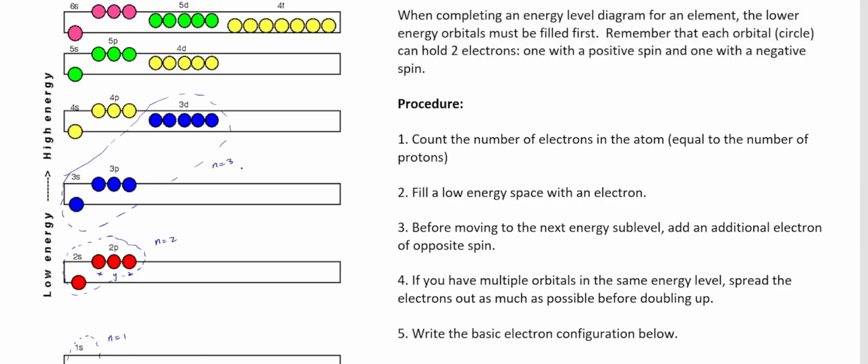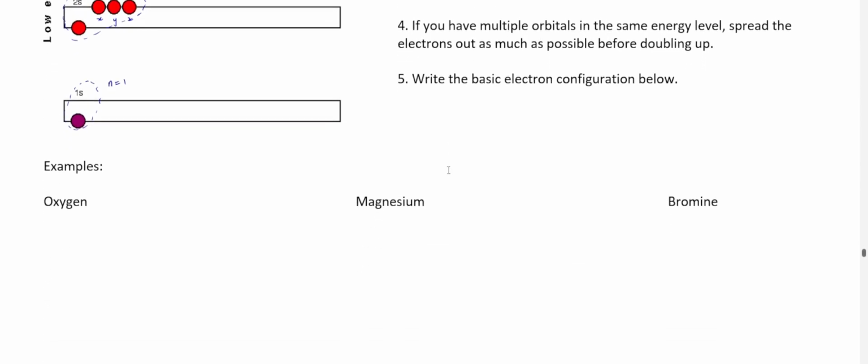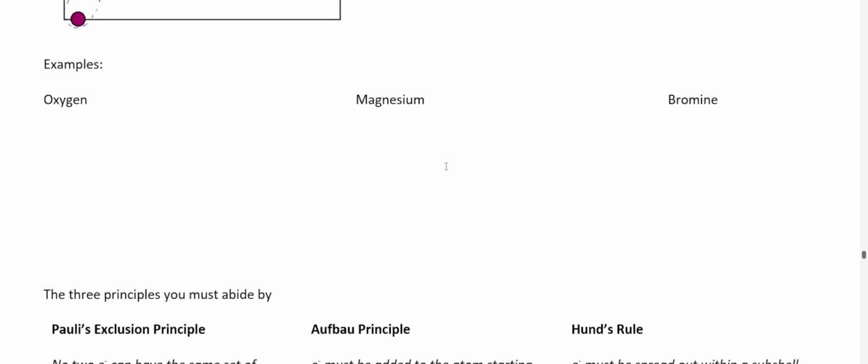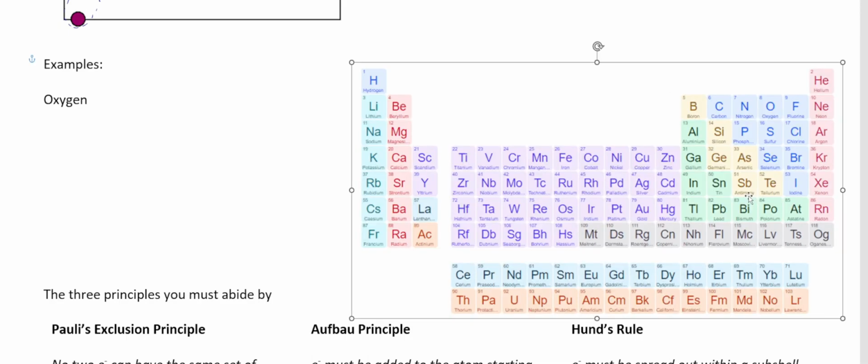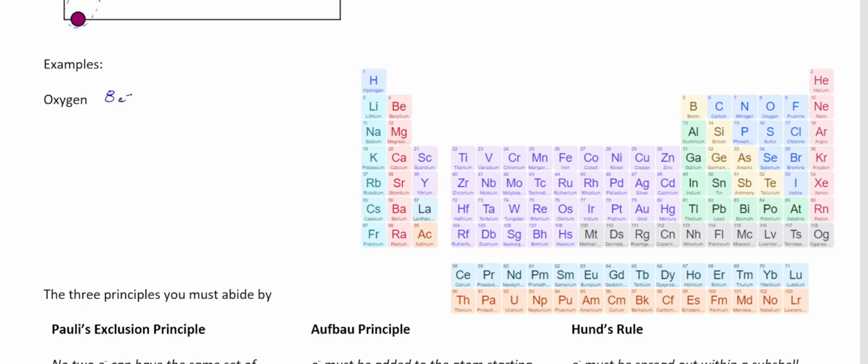So I think the best way to go about this is to use examples, and let's look at the procedure right here. Okay, so the first example that we're going to take a look at is oxygen. And so we're going to count the total number of electrons. To find the total number of electrons for oxygen, we're going to have to take a look at our periodic table and find the number of protons for oxygen. Okay, so here's my periodic table. I see that oxygen has an atomic number of 8, so that means it has 8 protons. So if it has 8 protons, that means oxygen has 8 electrons.